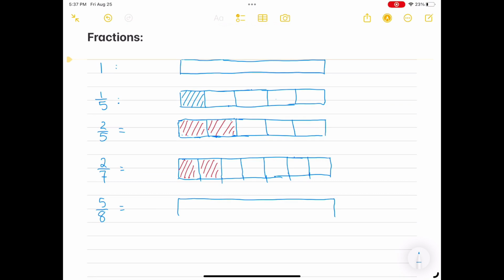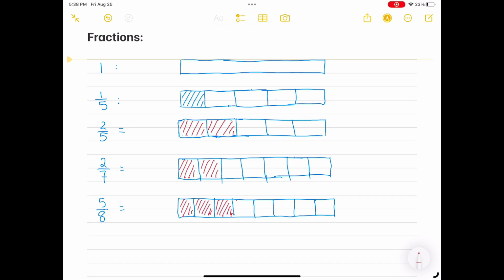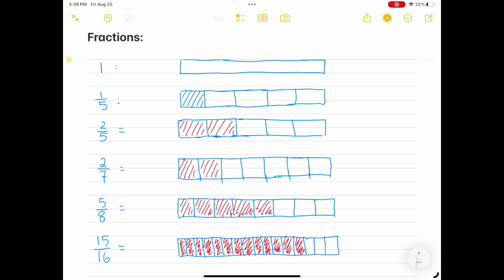You draw out a bar. The lower number, the denominator, tells you how many sections to divide the bar into, and the top number, the numerator, tells you how many of those sections to highlight. So for 5/8, we draw out a bar with 8 equal sections, and we highlight 5 of those sections. For the fraction 15/16, we draw out a bar, divide it into 16 equal sections, and highlight 15 of those sections.